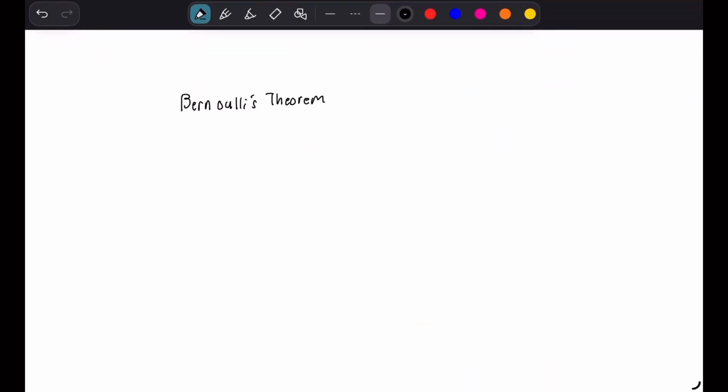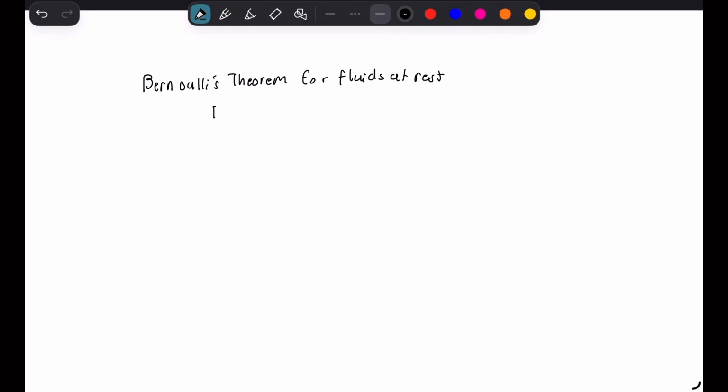We also have Bernoulli's theorem for fluids at rest. So this is just going to be basic hydrostatics when your fluid isn't moving. So we start with our full Bernoulli, which is this expression.